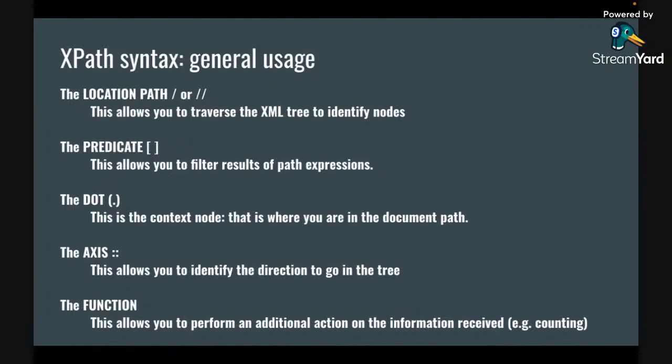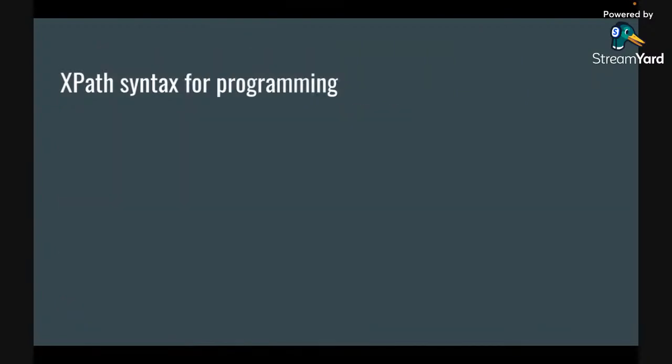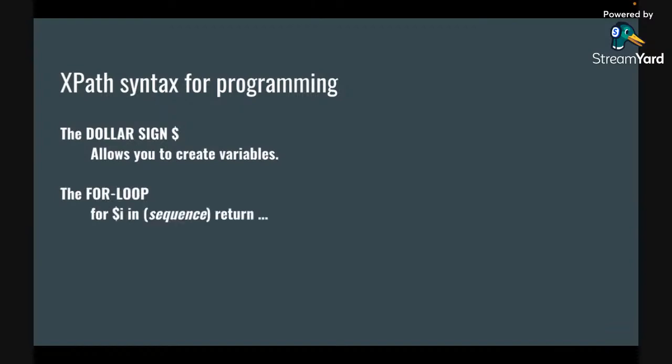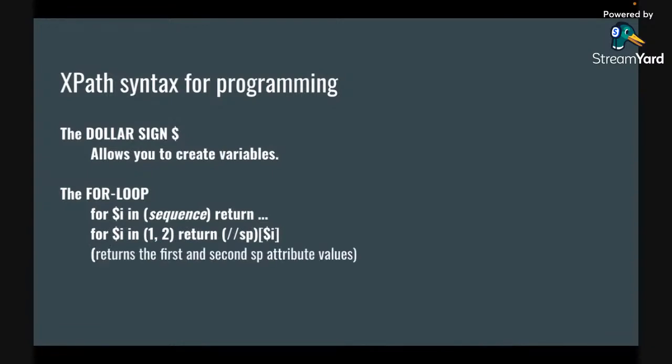Most of the time, this will be a function like count for counting things. But in this way, you can also see that XPath can be used as a kind of quasi-programming language. So in this case, you can create a variable using a $ sign. And you can even do things like create for loops. So here, you've got an example where you get the first and second SP attribute values auto-generated in a for loop.